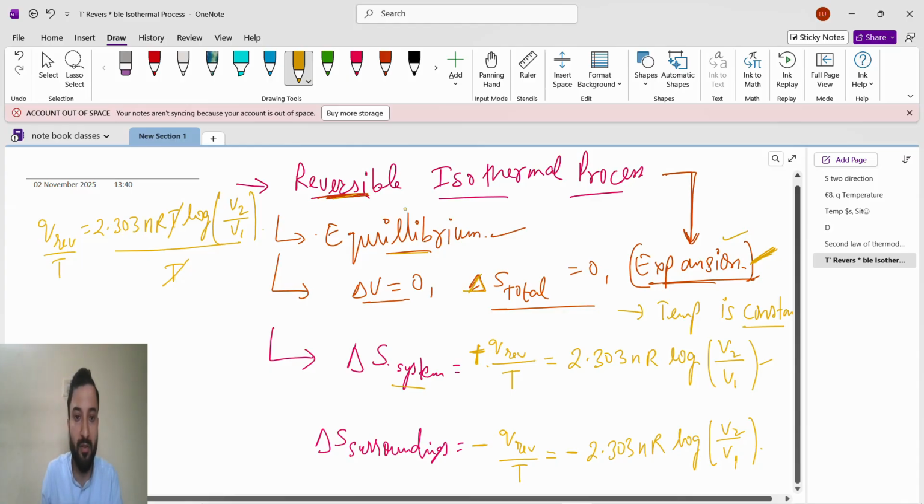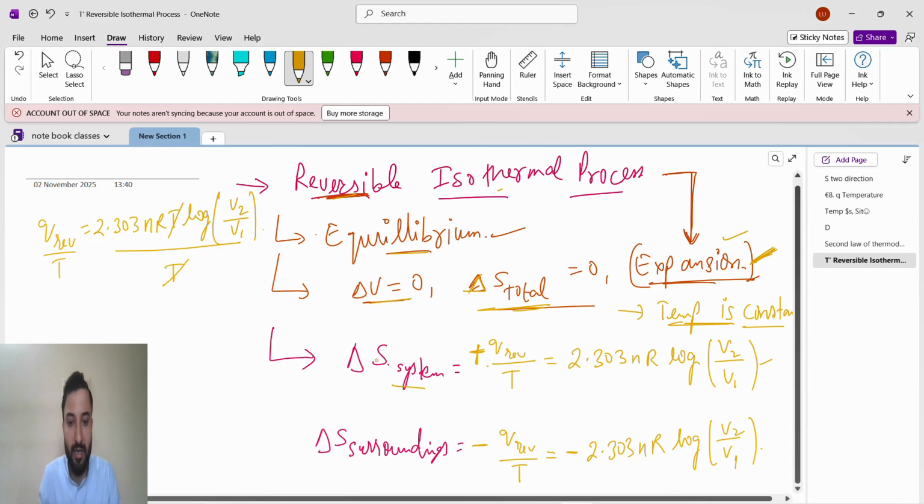expansion. So reversible means equilibrium. Isothermal means temperature is constant. Equilibrium means delta U, internal energy is 0. Total entropy change is 0. Not only the entropy of the system is 0, not the entropy of surrounding is 0. Total entropy change is 0.